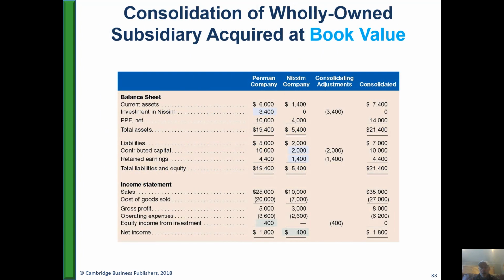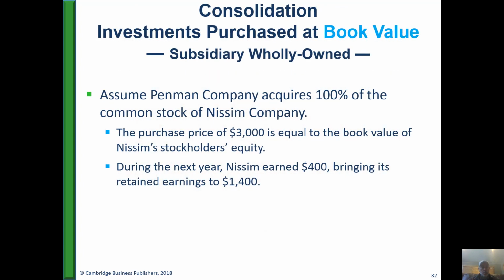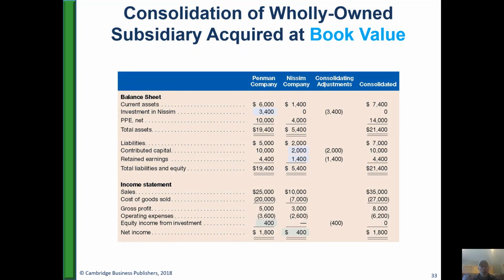So let's walk through an example here. Let's assume that Penman Company acquires 100% of the common stock of Nissim Company. The purchase price of $3,000 is equal to the book value of Nissim's stockholders' equity. During the next year, Nissim earned $400, bringing its retained earnings to $1,400. So on our balance sheet, we're going to record current assets, and you see here in the second line an investment in Nissim of $3,400.